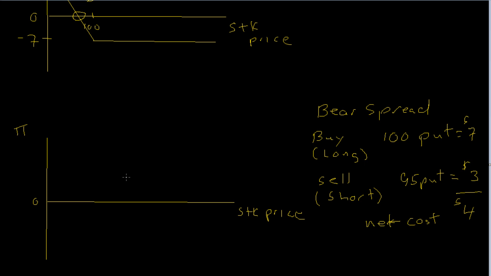So let's see what the payoff picture looks like here. We're going to be here at 100. And we're also going to be interested in the number 95. And let's see what this payoff picture looks like. Well, we're going to start not 7 in the hole, but only 4 in the hole. Not a very expensive strategy.